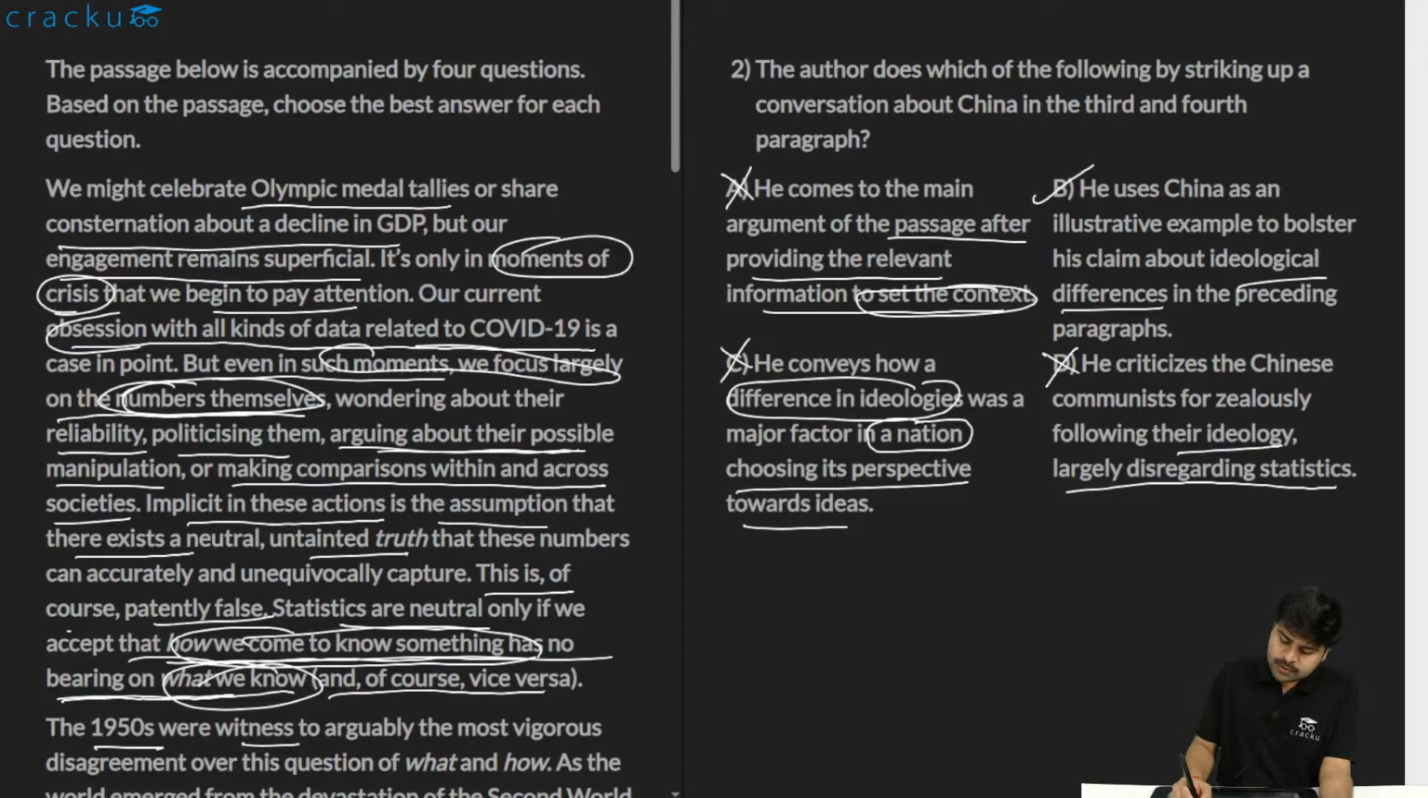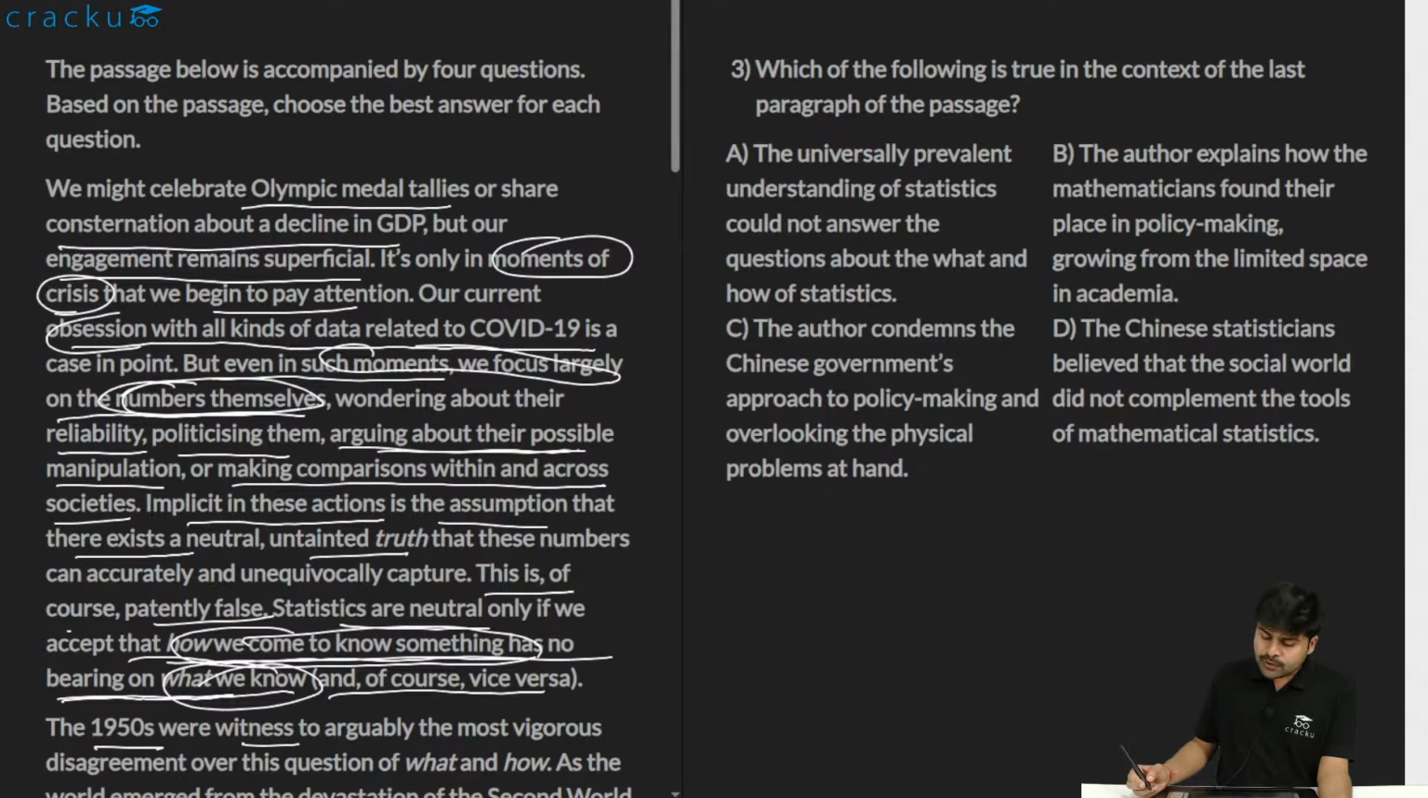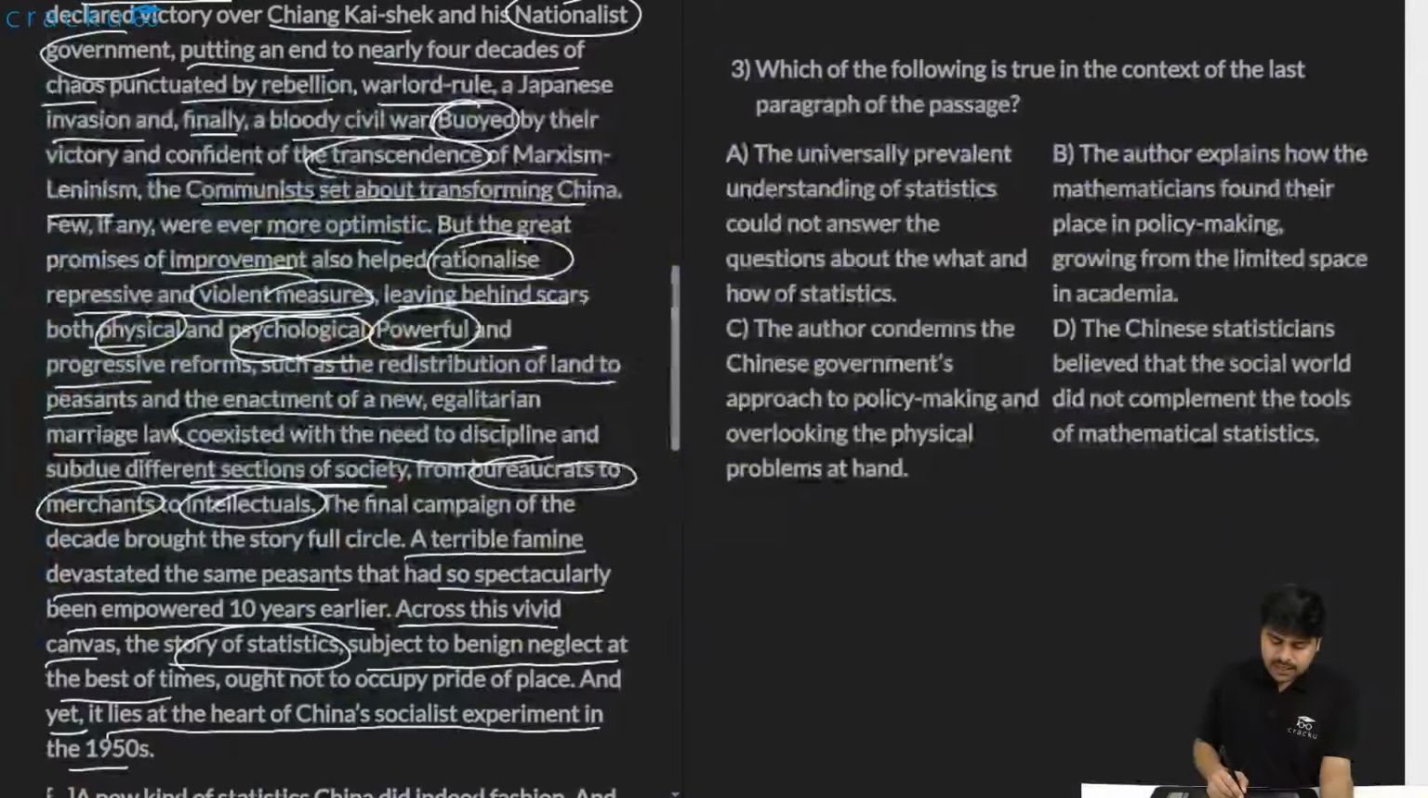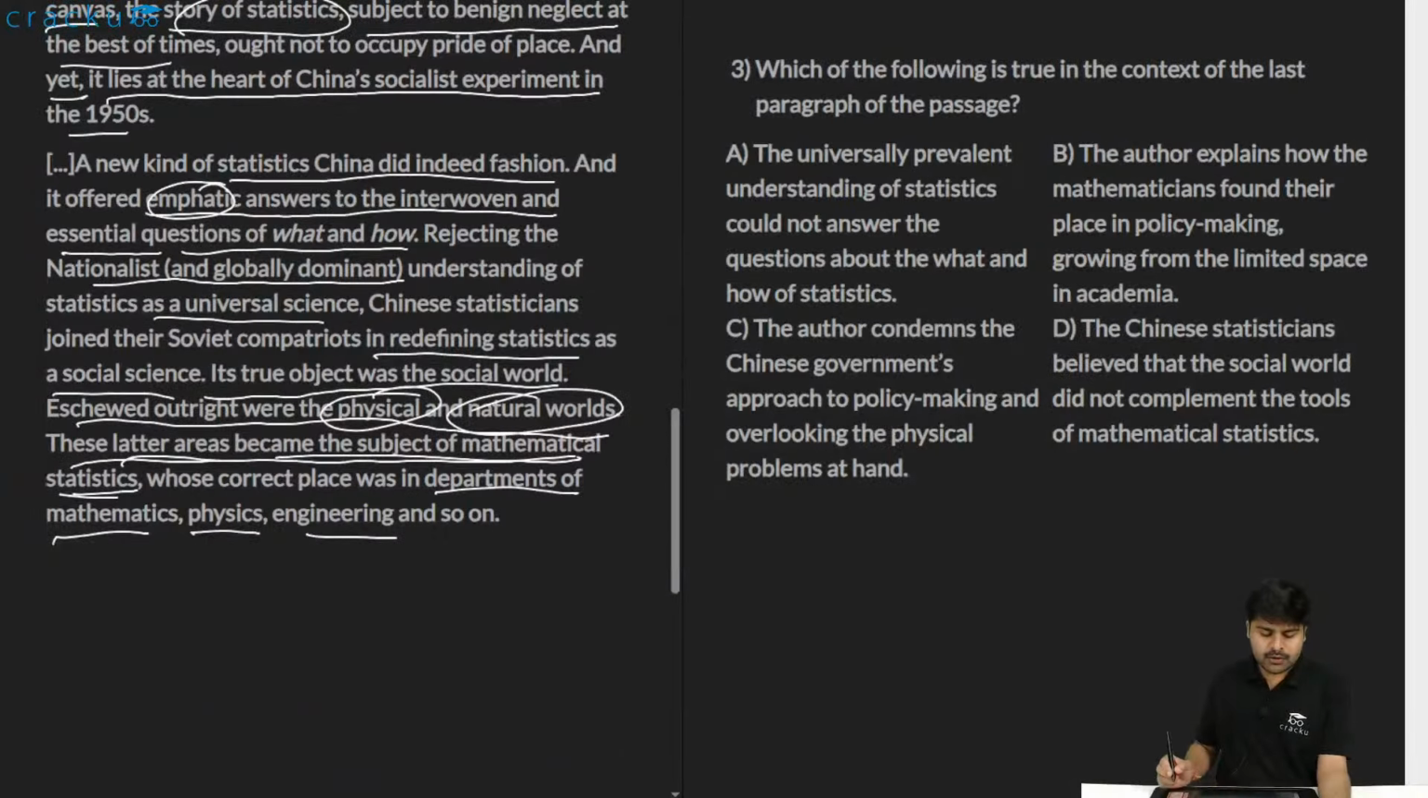Let's look at the next one. Which of the following is true in the context of the last paragraph of the passage? So what does the last paragraph talk about? The last paragraph talks about how Chinese redefined statistics as a social science. It also talks about how mathematical statistics sort of came under the ambit of physical and natural worlds. It came under departments of mathematics, physics, and engineering, while the other statistics became a social science.